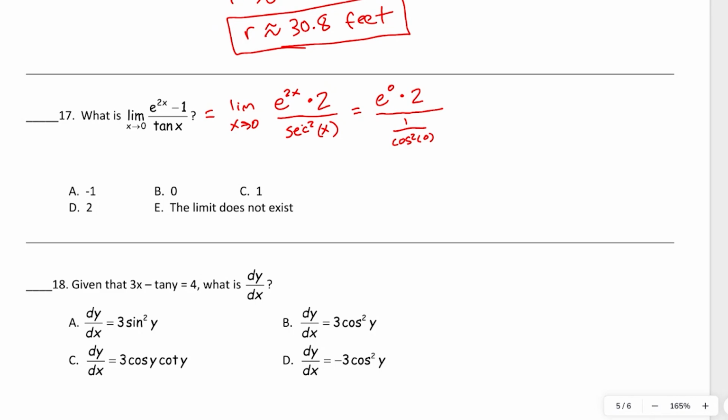If you do it like this, it might make it a little bit easier for you to process here. E to the 0 is 1. 1 times 2 is 2. Cosine of 0 is 1. 1 divided by 1 is just 1. So 2 divided by 1 is 2. That one's a little tricky. Got to know a little something about secant. Know that secant is the reciprocal of cosine. So this is not going to happen very frequently where you have to evaluate one of the reciprocal trig functions, but you got to be prepared to do that.